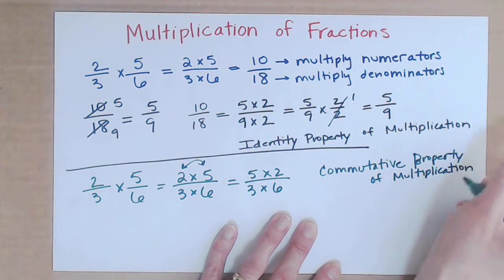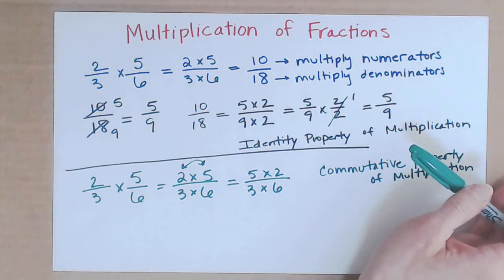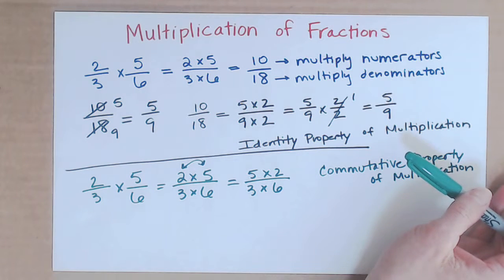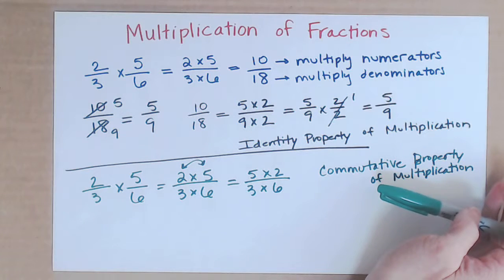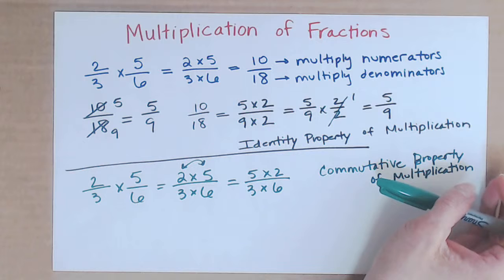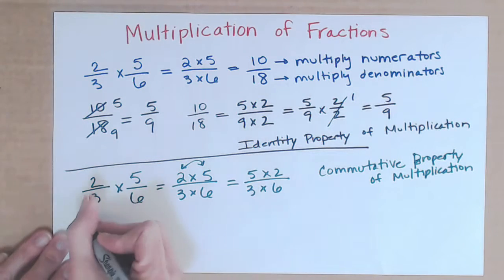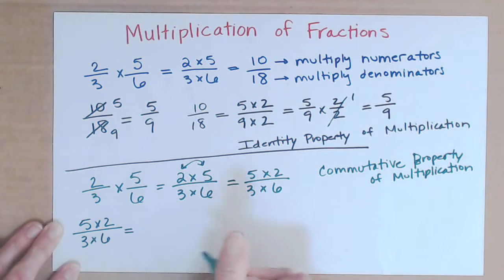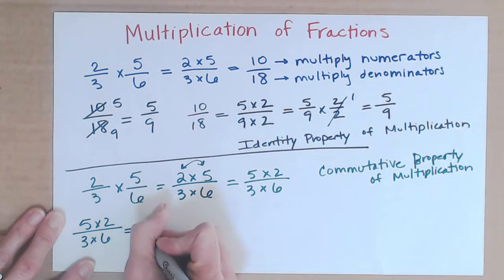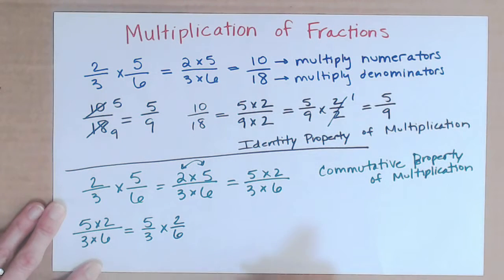And what that property says is that order does not matter when you multiply two numbers together. 2 times 5 is the same thing as 5 times 2. Now you may know that addition is also commutative because order does not matter when you add numbers either. You could say 2 plus 5 is the same as 5 plus 2. Okay, so now we've rewritten the problem as 5 times 2 over 3 times 6. Now we're just going to pull it apart, and we have 5 over 3 times 2 over 6.